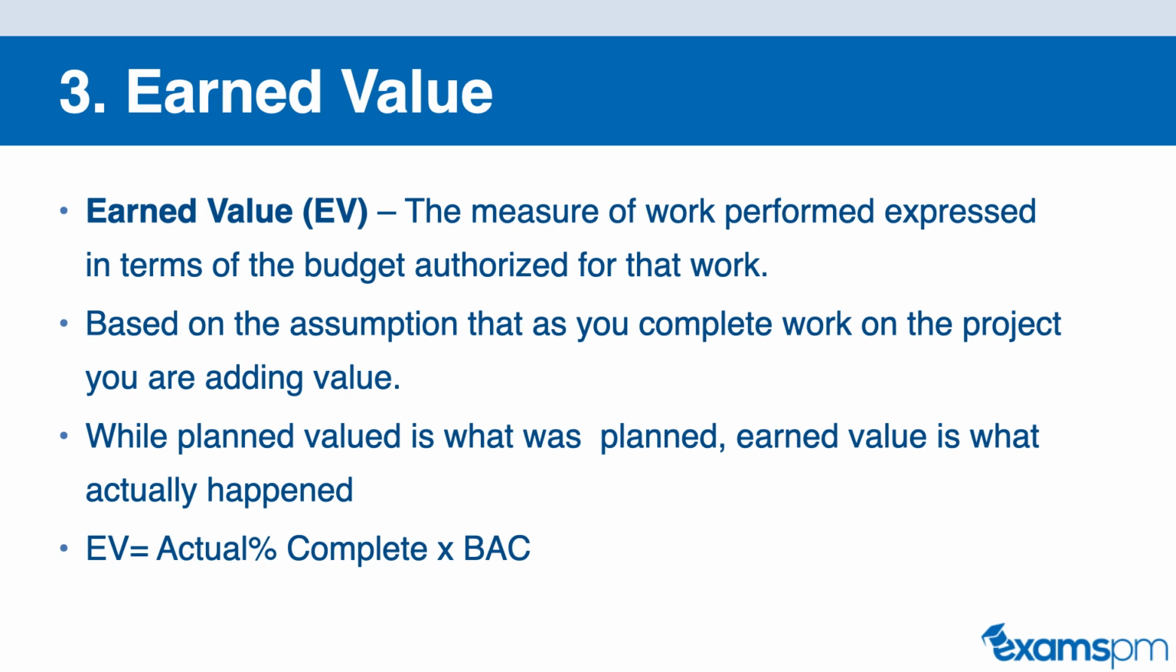Our next formula, the third formula, is the earned value, or EV. The earned value is the measure of work performed expressed in terms of budget authorized for that work. This is based on the assumption that as you complete work on the project, you are adding value. When the project goes as planned, the earned value is going to equal the planned value. So if your project is progressing exactly the way that you have planned for it, then the PV and EV are going to equal each other. The formula for earned value is actual percentage complete times the budget at completion.